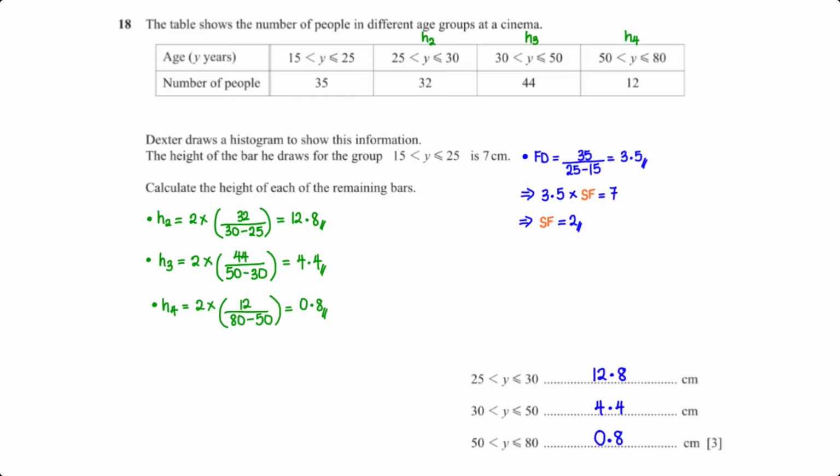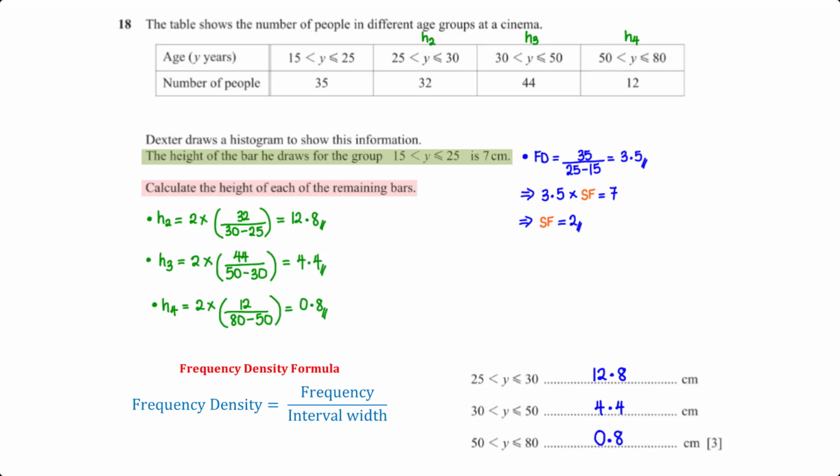The table shows the number of people in different age groups at a cinema. Dexter draws a histogram to show this information. The height of the bar he draws for the group y is greater than 15 and less than or equal to 25 is 7 centimeters. Calculate the height of each of the remaining bars.